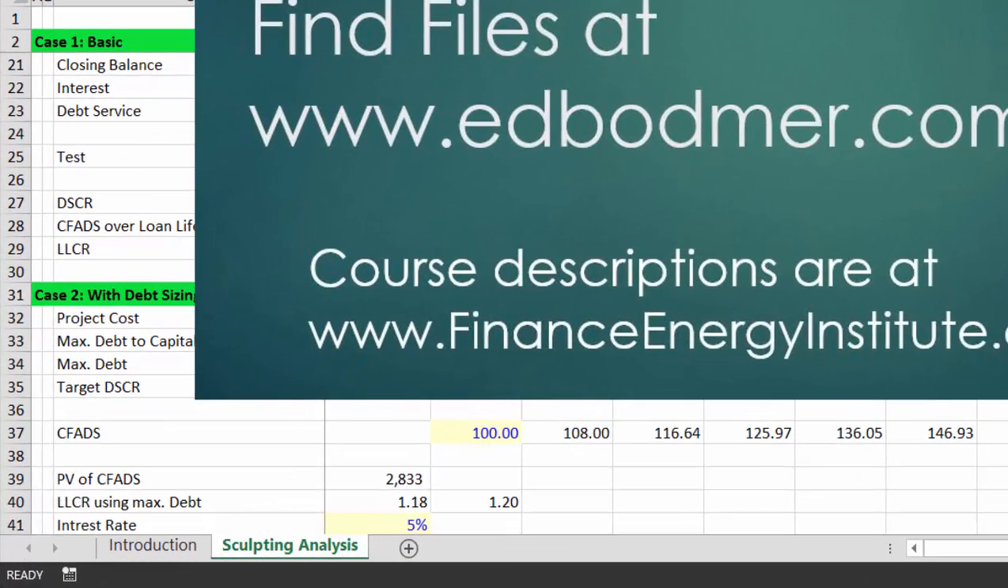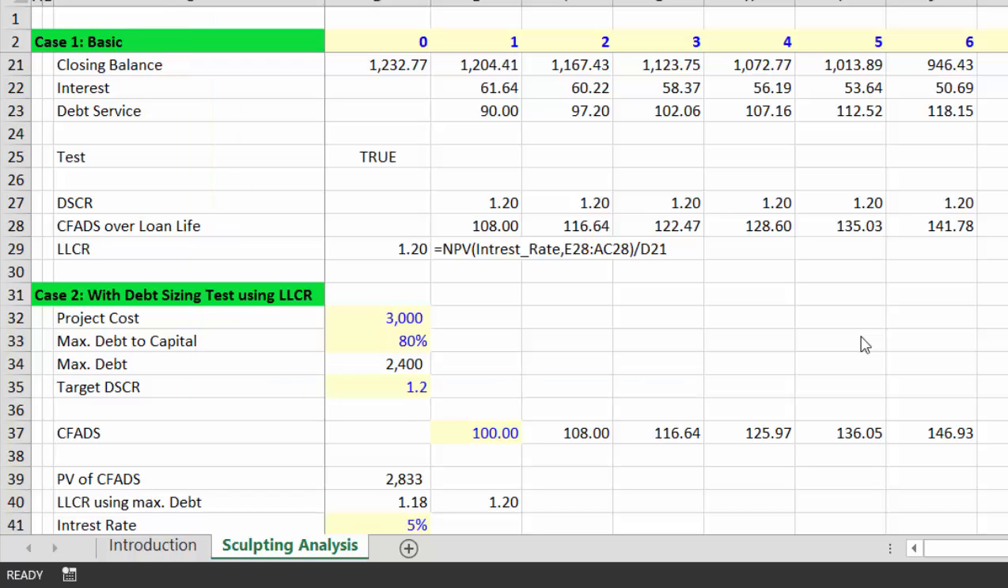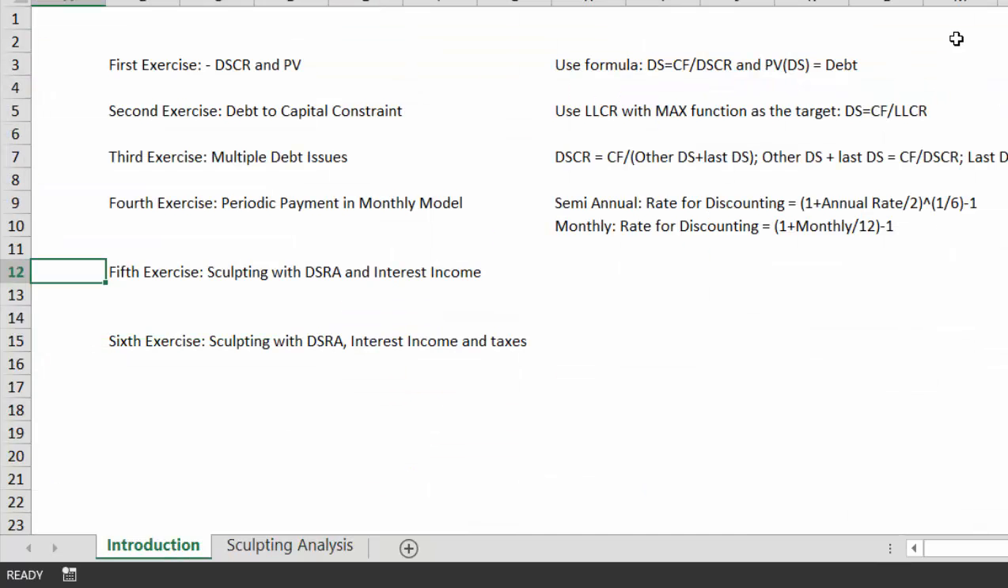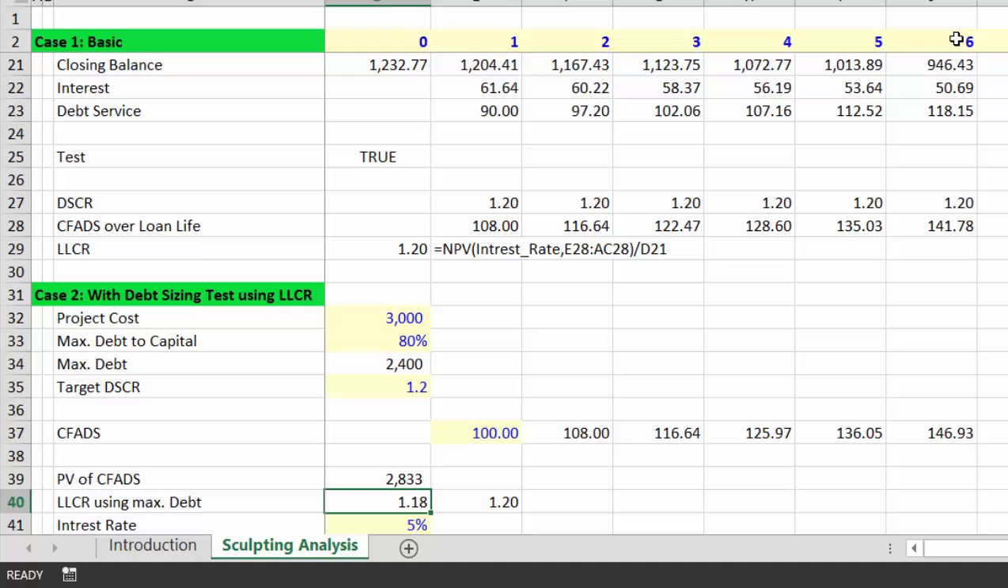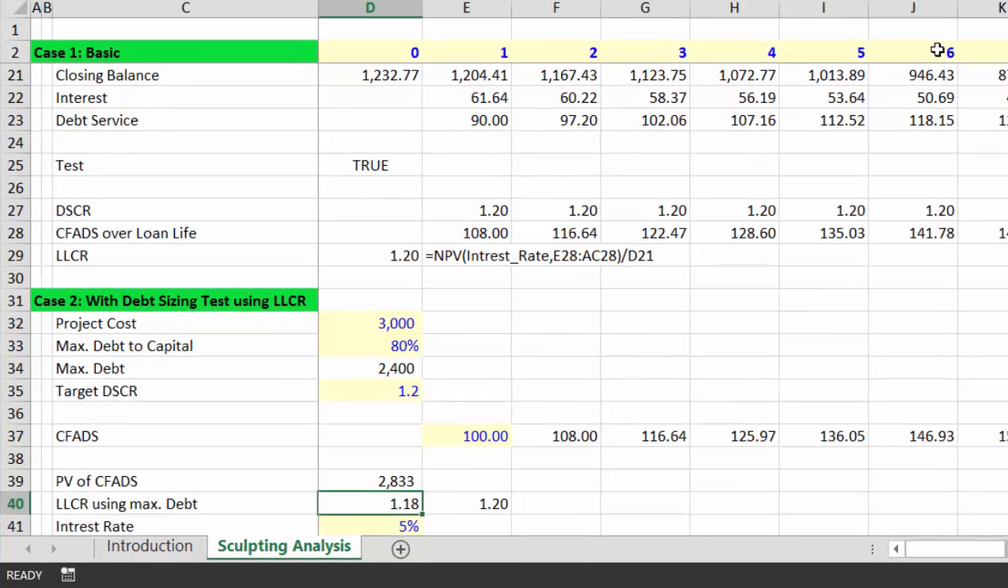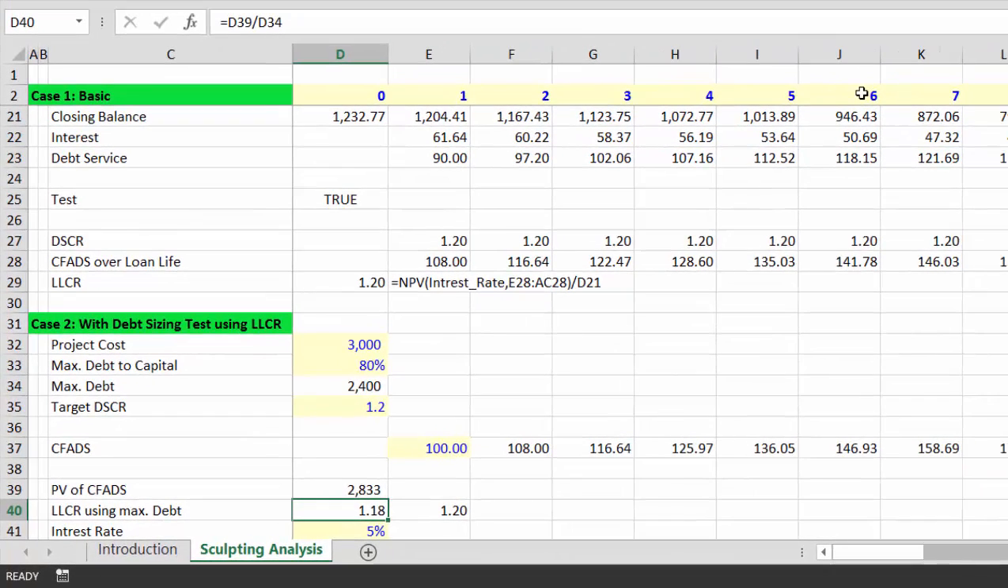Okay, this is sculpting course number 2. Now, again, I got a comment, when I do this stuff for General Electric, they said, oh, no, don't type the numbers in, don't have everybody just retype numbers all the time. So I made a pretend project cost of 3,000. And I said, well, the maximum debt to capital ratio is 80%.